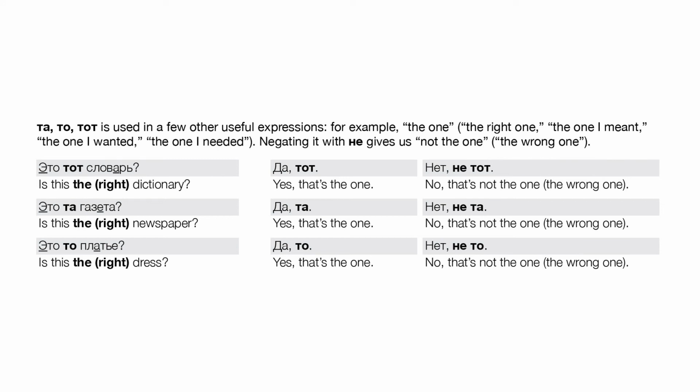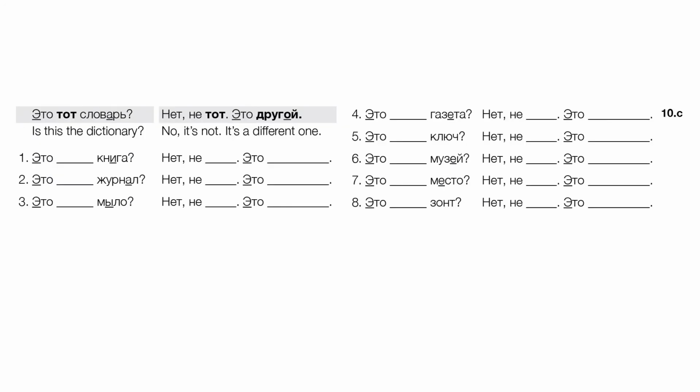Okay, so let's practice this a little bit. Is this the right book? Это та книга. Let's say, no, it's not the right one. It's a different one. And here we're using, I think, a new adjective we haven't seen. Другой is an unstressed adjective meaning different or a different one. So we're going to treat it just like большой or плохой. Okay, let's say, is this the right book? Right? Это та книга, and now это не та книга, это не та, это другая.